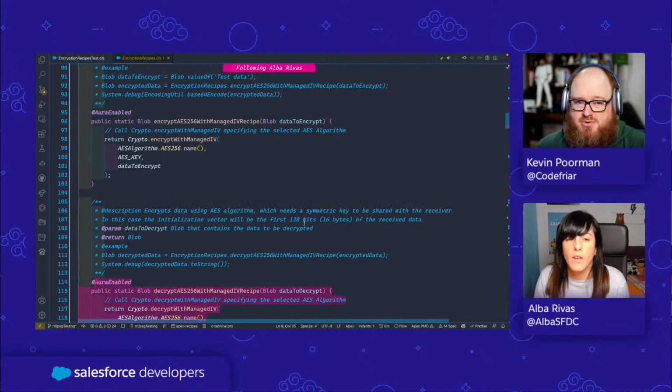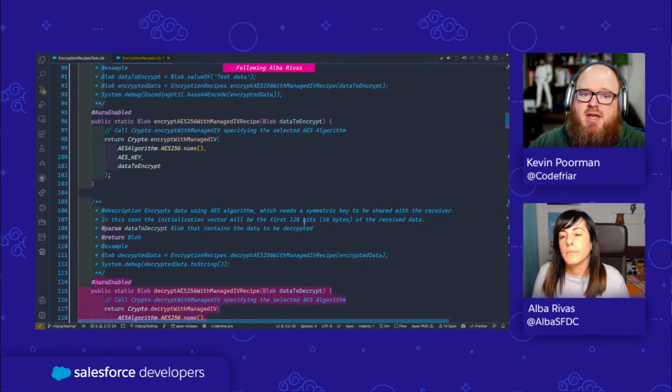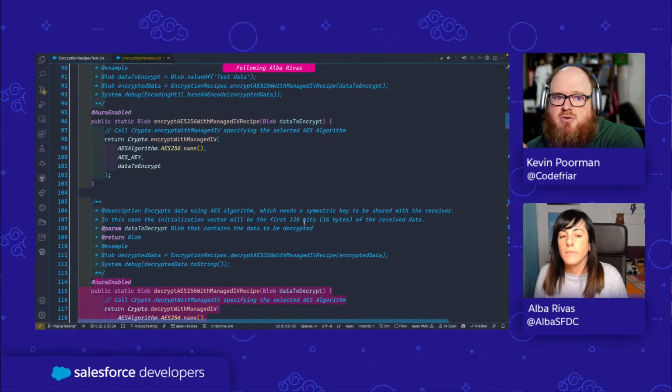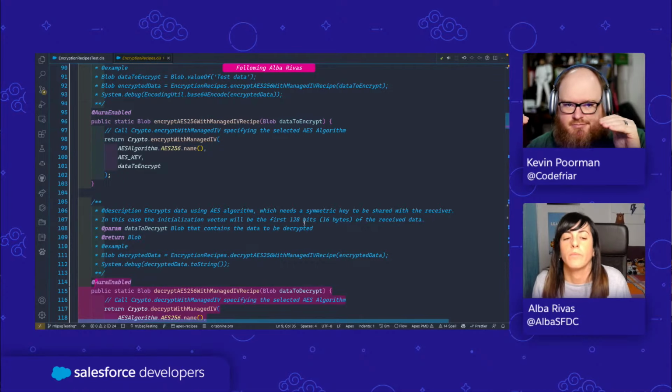And those libraries, even though they're in different programming languages and even different platforms, because the algorithm is the same, you can send a message from Salesforce encrypted with an AES key, and then in Node or in Java or in Python or Ruby or C# on Windows or Linux or Mac, still decrypt it just the same, because all the algorithms are the same regardless of their implementation language.